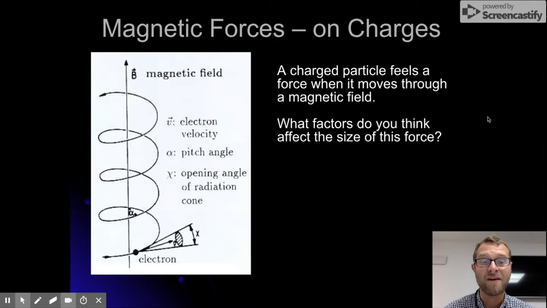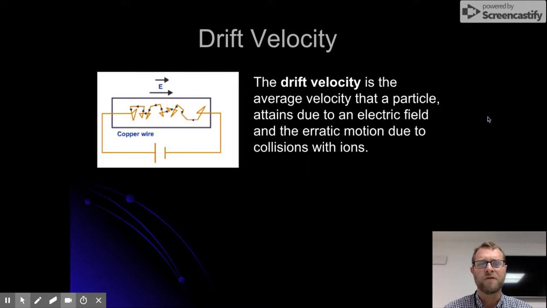Just pin that in your head for now, and what we're going to do is work through and develop a proof for some of the rules which drive this forward, and hopefully you'll be able to identify those factors within this process. Let's start off with drift velocity.